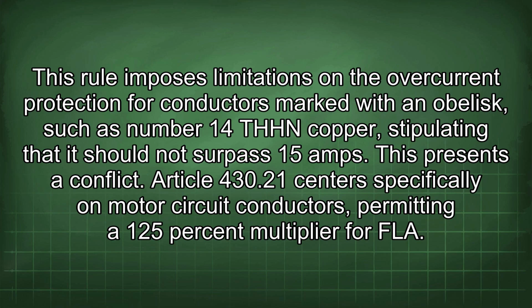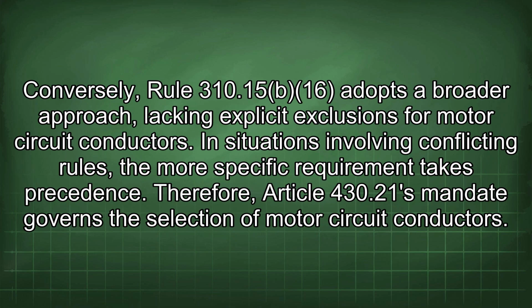This presents a conflict. Article 430.21 centers specifically on motor circuit conductors, permitting a 125% multiplier for FLA. Conversely, Rule 310.15(16) adopts a broader approach, lacking explicit exclusions for motor circuit conductors. In situations involving conflicting rules, the more specific requirement takes precedence. Therefore, Article 430.21's mandate governs the selection of motor circuit conductors.